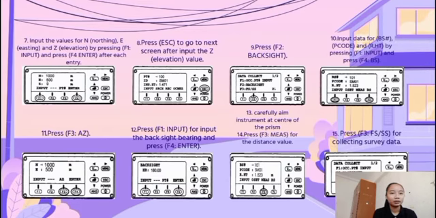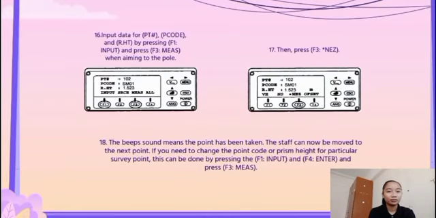11. Press FE horizontal. 12. Press F1 input to input the backsight bearing and press F4 enter. 13. Carefully aim the instrument at the center of the prism. 14. Press FE measure for the distance value. 15. Press FE, FS or SS for collecting survey data. 16. Input data for PTH, PT code, and RTH by pressing F1 input and press FE measure when aiming to count. 17.